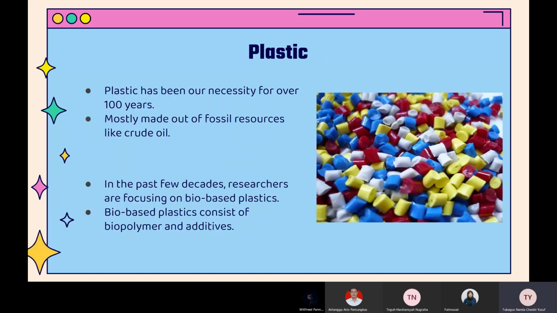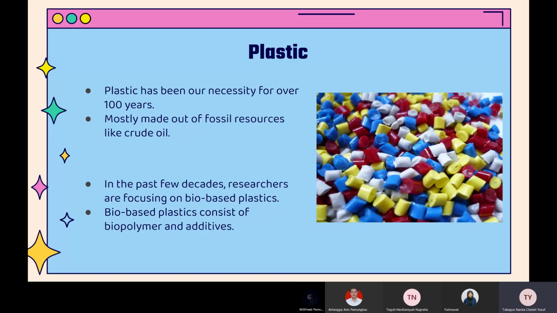Plastic has been our necessity for at least over 100 years. It's mostly made out of fossil resources like crude oil. Apart from ruining the environment, fossil resources are depletable assets, which means our future generations will not have any benefits from it. However, in the past few decades, researchers are now focusing on bio-based plastics. Bio-based plastics consist of biopolymer and additives. They are humans' potential solution for fulfilling the needs of plastic, while also keeping the earth sustained.